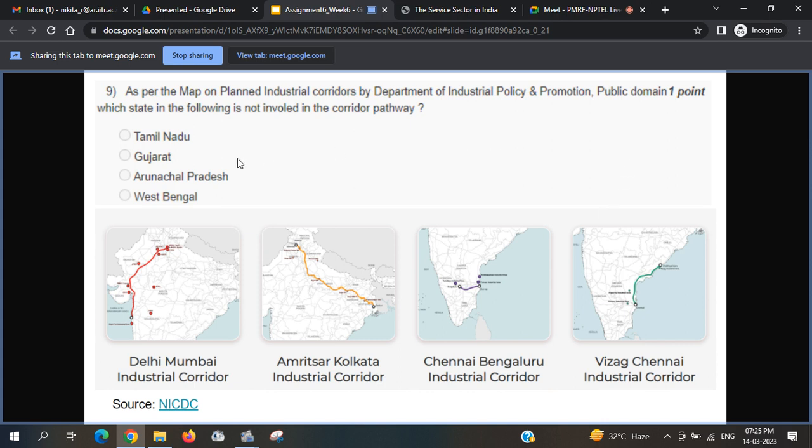So you can see from this that Tamil Nadu is definitely a part of the corridor pathway because of the Chennai-Bangalore Industrial Corridor. Gujarat is a part of the Delhi-Mumbai Industrial Corridor, as you can see from this map. Also, West Bengal is a part of the Amritsar-Kolkata corridor. Apart from that, you can even visit this website. I have linked this website for you.